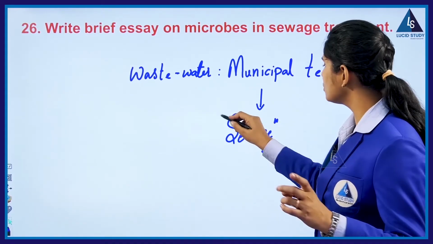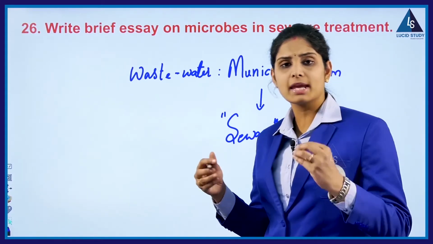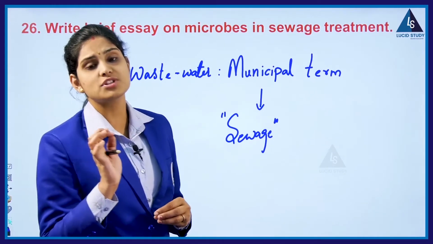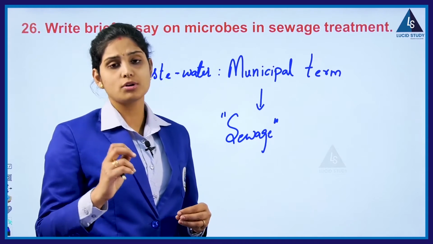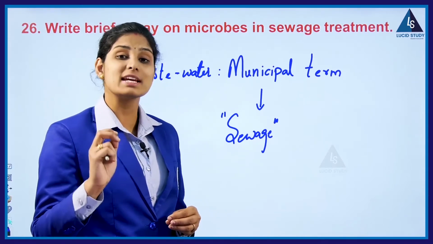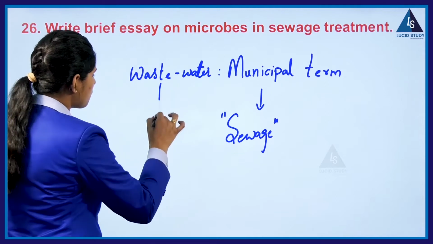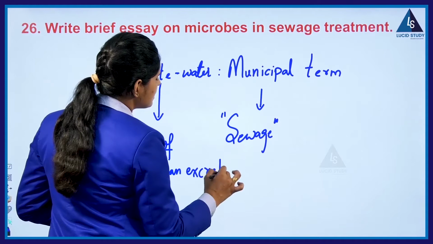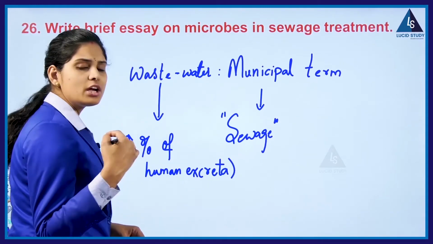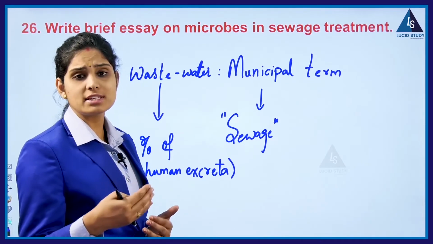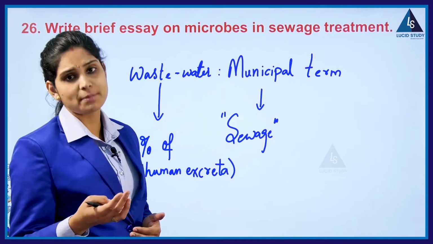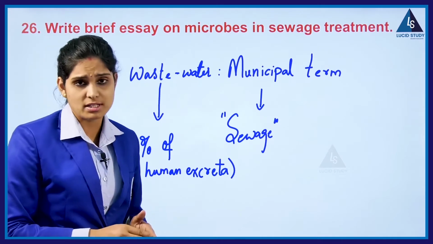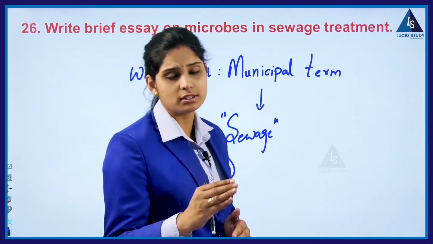Now, what makes this water waste, and why do we call it waste water? Because it contains a high percentage of human excreta. It should not be released into the water bodies, and we know what happens if it is. So first of all, what to do? We have to go for treatment. We have to treat this waste water, that is the sewage.